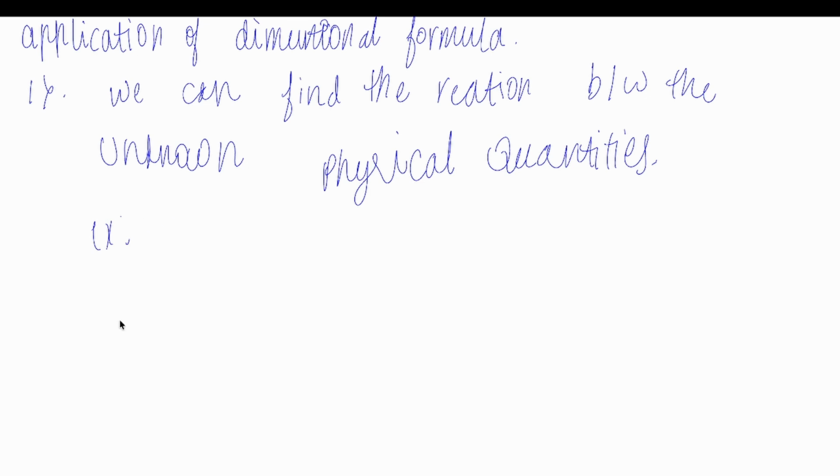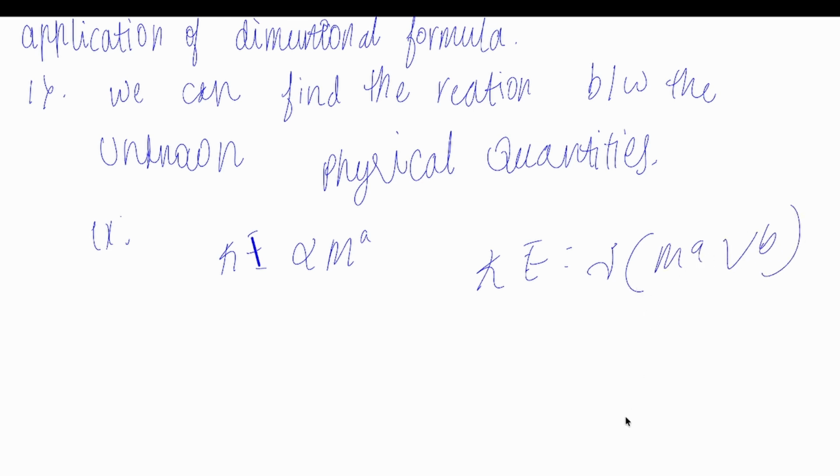Let's take an example. As we know, the kinetic energy of a body depends on the mass and speed of the body. We need to find a relation between these physical quantities. So KE is directly proportional to m power a, which is mass. I can write KE as lambda into m power a into v power b, as it also depends on velocity. Lambda is a dimensionless quantity. It is also directly proportional to v power b.